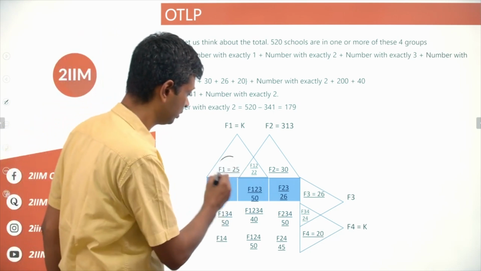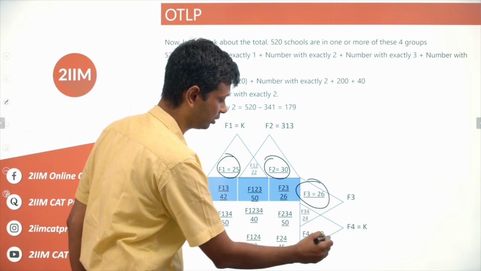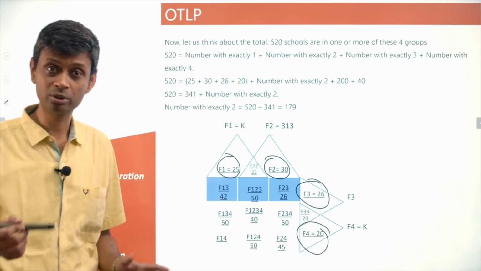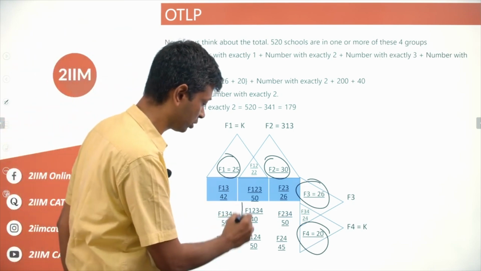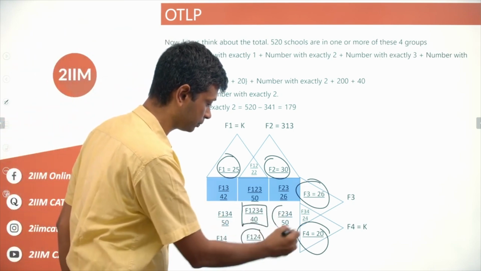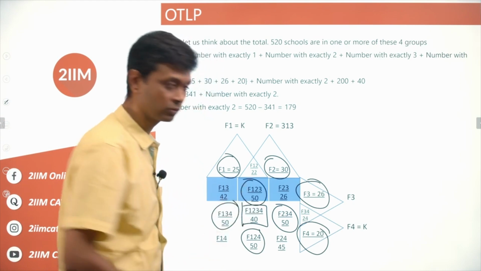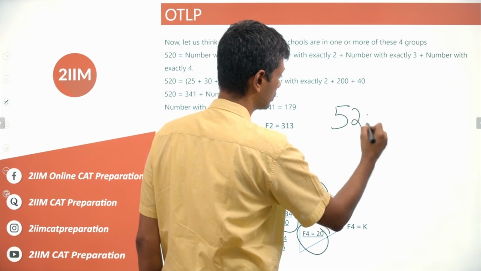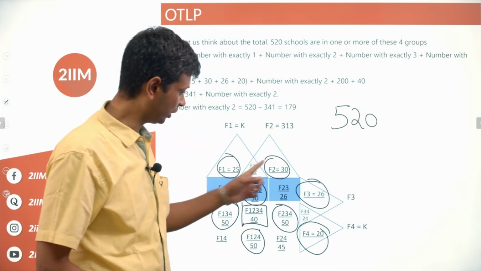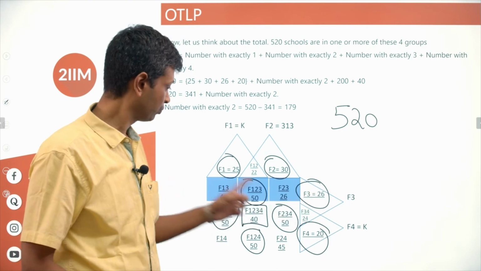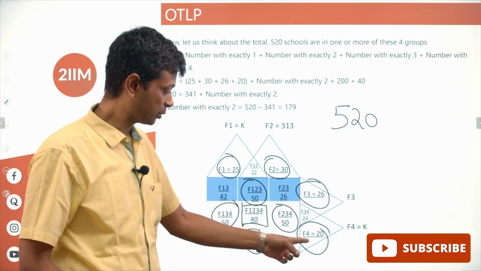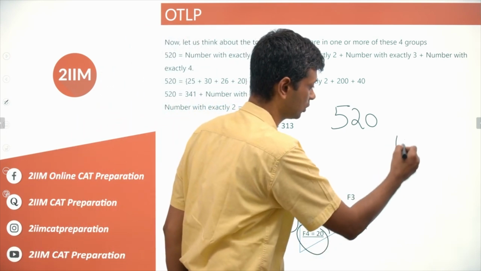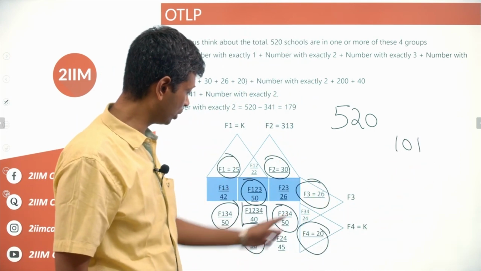Exactly 1 is this, this, this and this. Those have been handed on a platter to us. Exactly 2, there are many terms, so we'll come to that later on. All 4 is this. Exactly 3 is these 4. And so if you take the 520, the total number, exactly 1 is these 4: 25 plus 30 plus 20 plus 26. 25 plus 30 is 55 plus 20 is 75 plus 26, 101. That is exactly 1. Exactly 3 is 200.